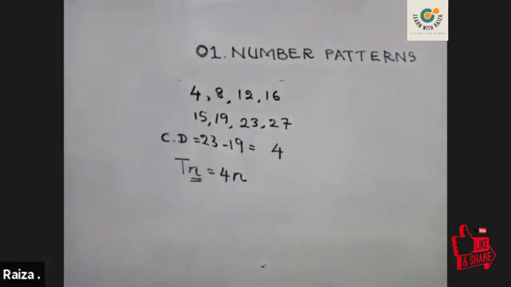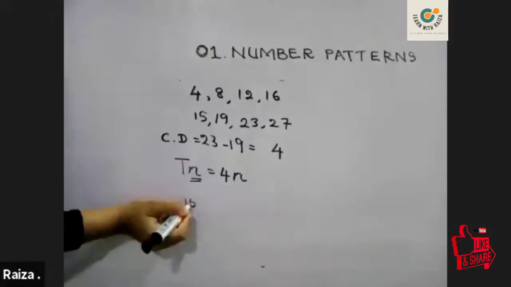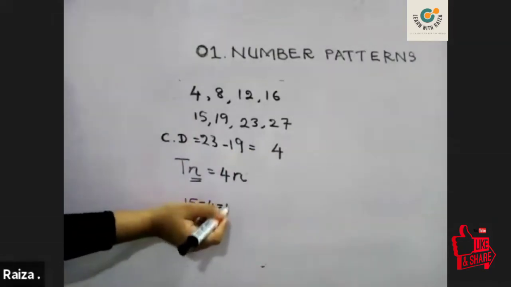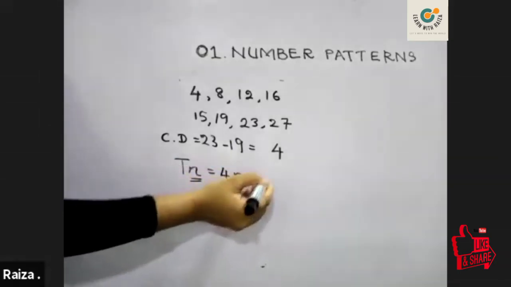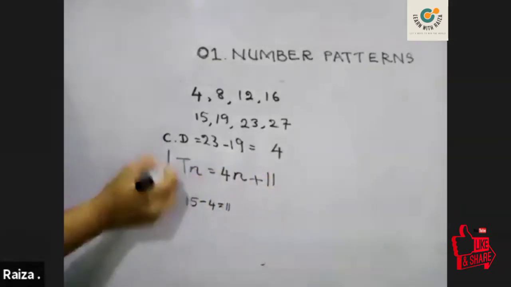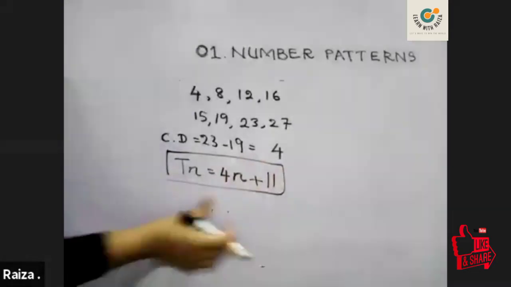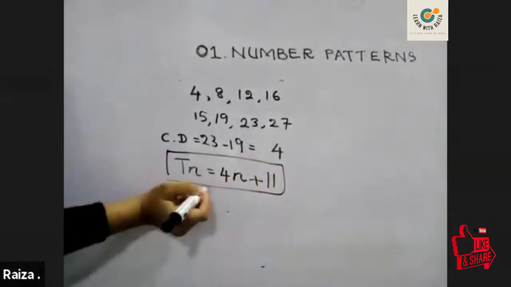Definitely, it's a no. 4 times 1 is 4. To make 15, how many more do you need? 15 minus 4, another 11. Another 11 should be added to this. So I add 11. What is my general formula? 4n plus 11. I'll check whether it is correct.